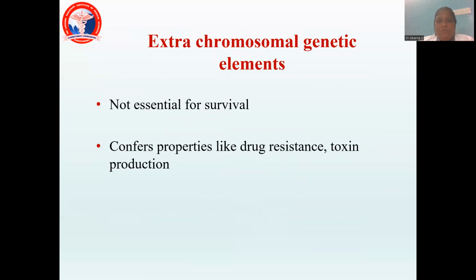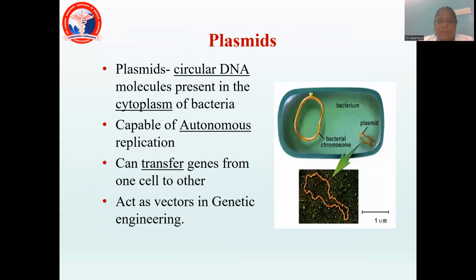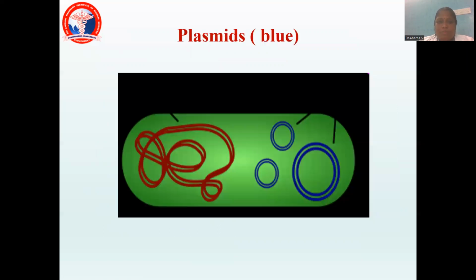Apart from this central chromosomal material, we do have some extrachromosomal genetic elements, which are not essentially needed for the survival of the bacteria, but confer properties like drug resistance, toxin production, etc. These are nothing but the plasmids. They are circular DNA molecules present in the cytoplasm of the bacteria, and they are capable of autonomous replication. They can transfer genes from one cell to another, and thus we use plasmids as vectors in genetic engineering.